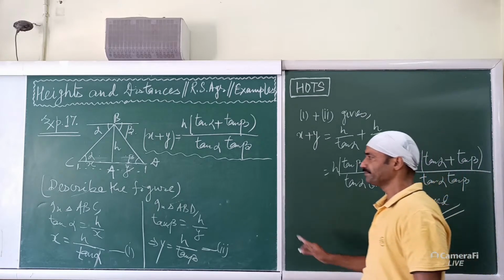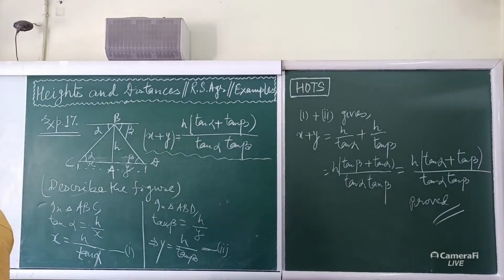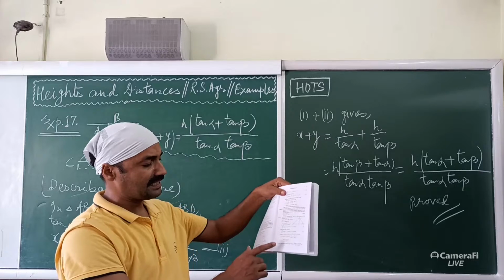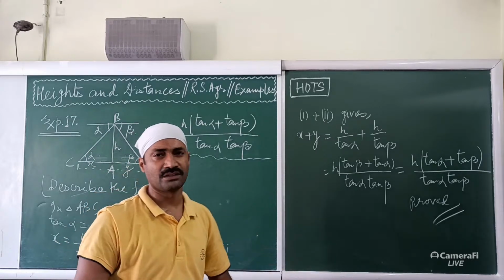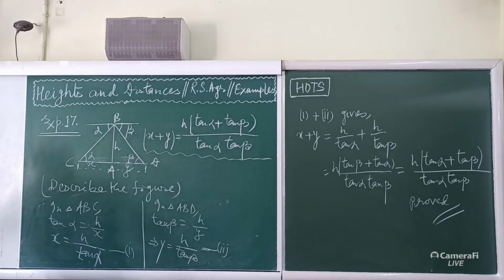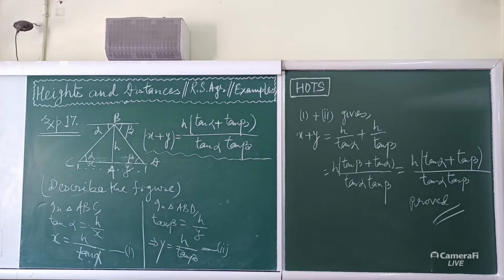Very simple. In your book, this question is made by using cot, and later cot is changed to tan. No need to do that. Whatever result is demanded, you have to show according to that. No need to.